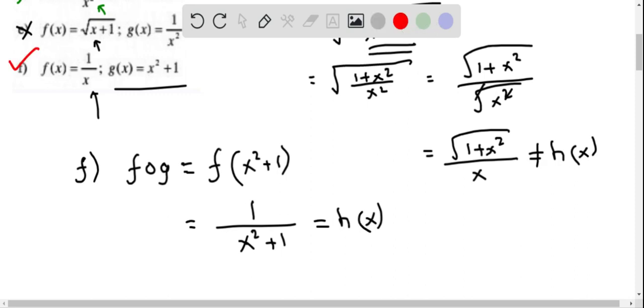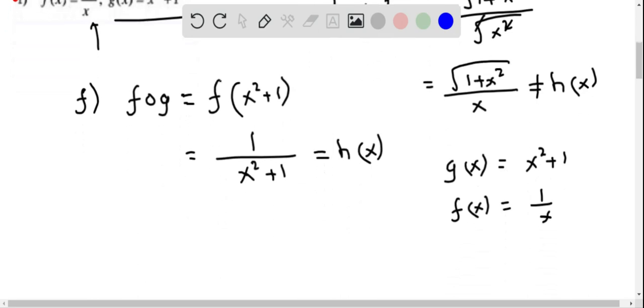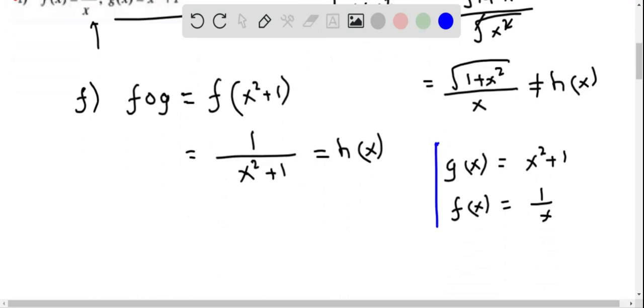And this means g of x equals x squared plus 1 and f of x equals 1 over x. So we determined the two functions f of x and g of x such that h of x is written as a composite of two functions, f of g of x.